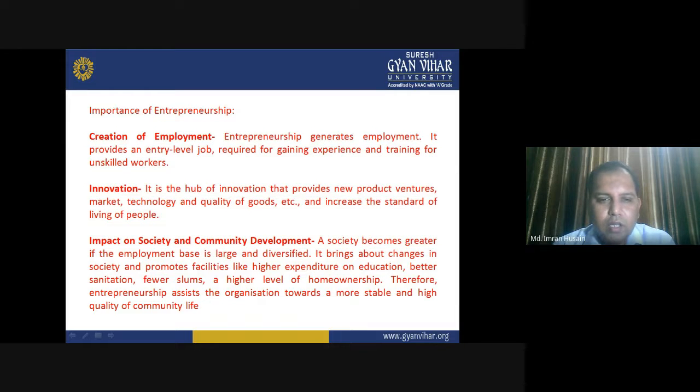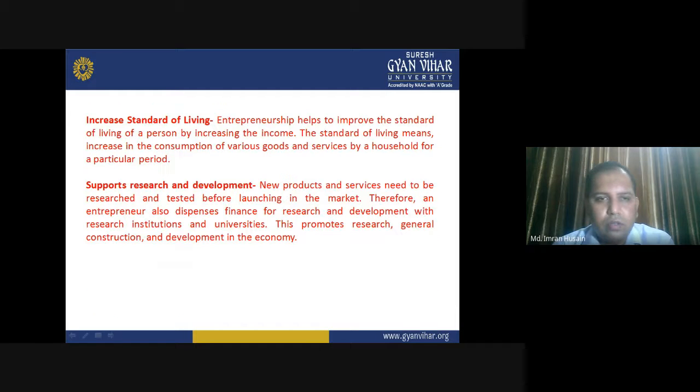It brings about changes in society and promotes facilities like higher expenditure on education, better sanitation, fewer slums, a higher level of home ownership. Therefore, entrepreneurship assists the organization towards a more stable and high quality of community life. So, not only the life of an individual is changed, but also the lifestyle of his family and his community is transformed totally if the business grows.